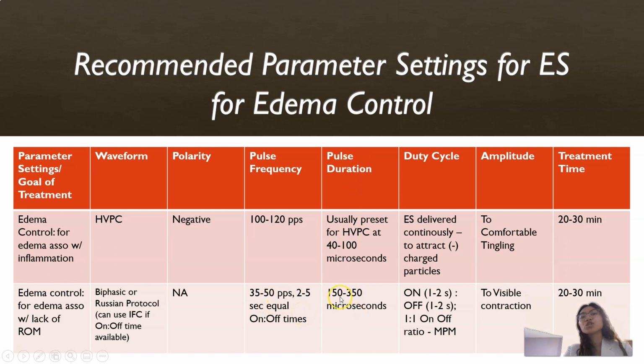And then with the pulse duration, 150 to 350 microseconds. So, duty cycle, on time 1 to 2 seconds, off time 1 to 2 seconds. So, 1:1 siya. Okay? So, on-off ratio of muscle pump mechanism. So, the amplitude here is up to visible contraction. Kailangan yung amplitude na isa-set nyo, dapat may makikita kayong visible contraction. And then, the treatment time would be 20 to 30 minutes. Ito, guys, this would be included in your pracs.